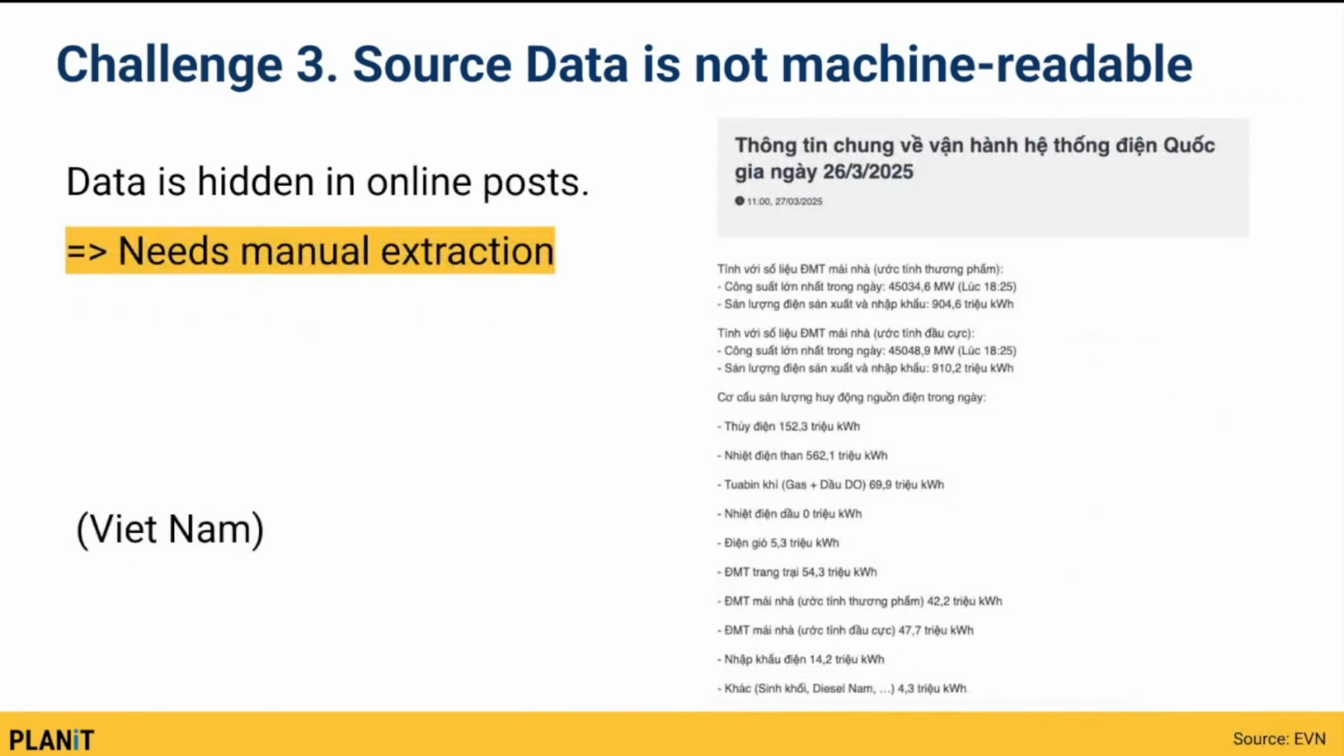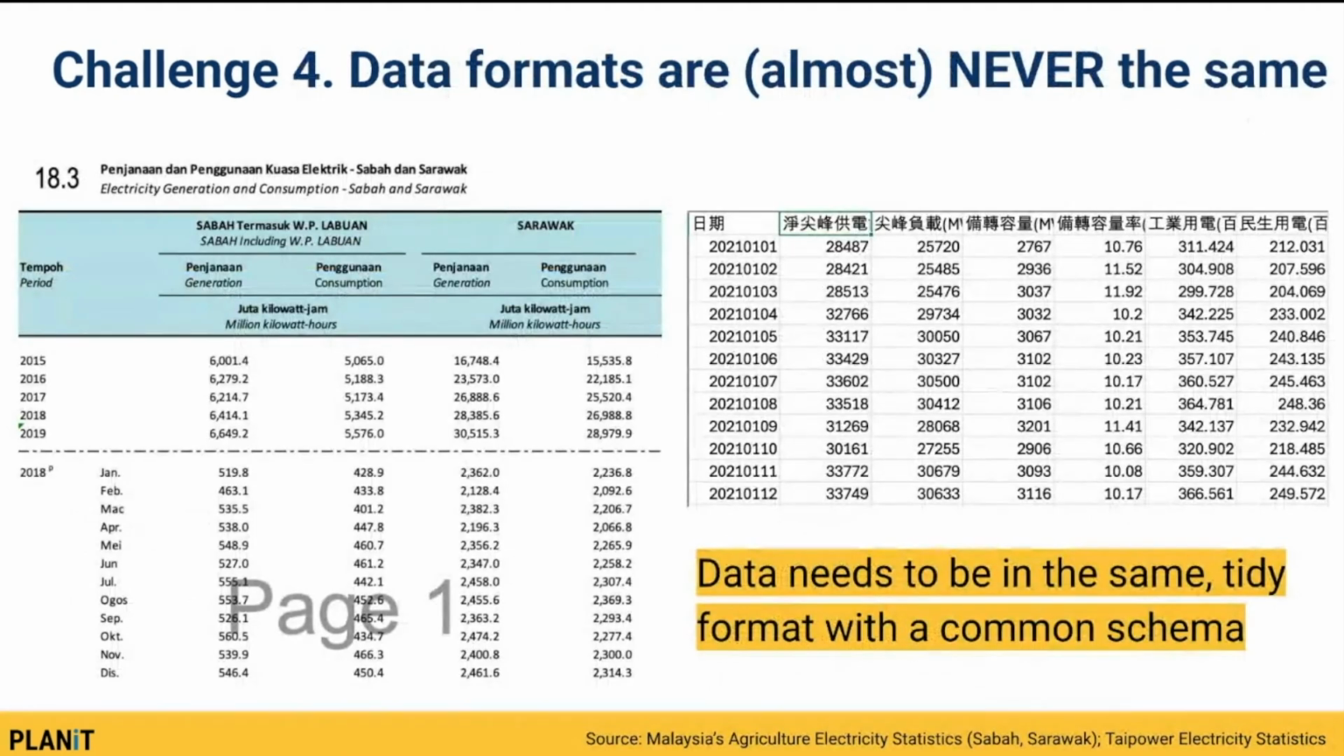And Vietnam's generation data is basically a post on their website. So we have to get that manually too. And another challenge we face is that data formats vary across sources a lot. So the data on the left here is for Malaysia, and the right one is for Japan. And to create a global data set, we have to merge them together.